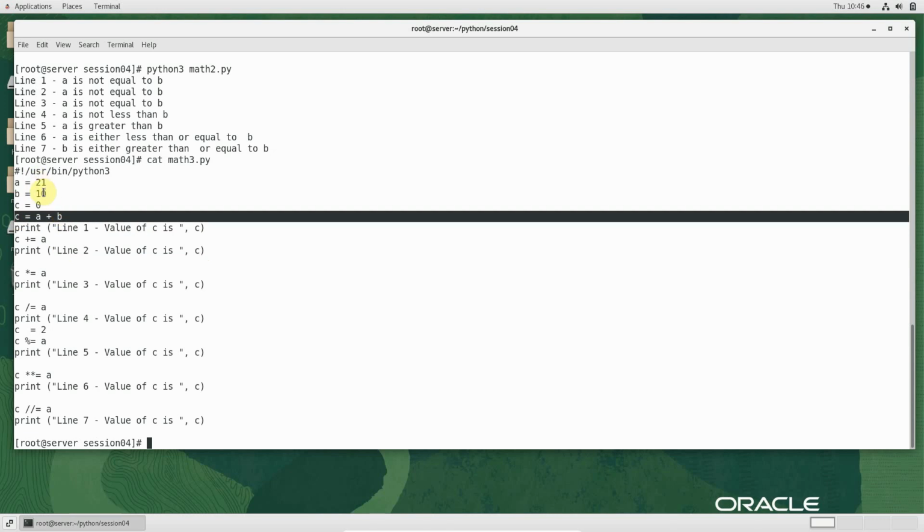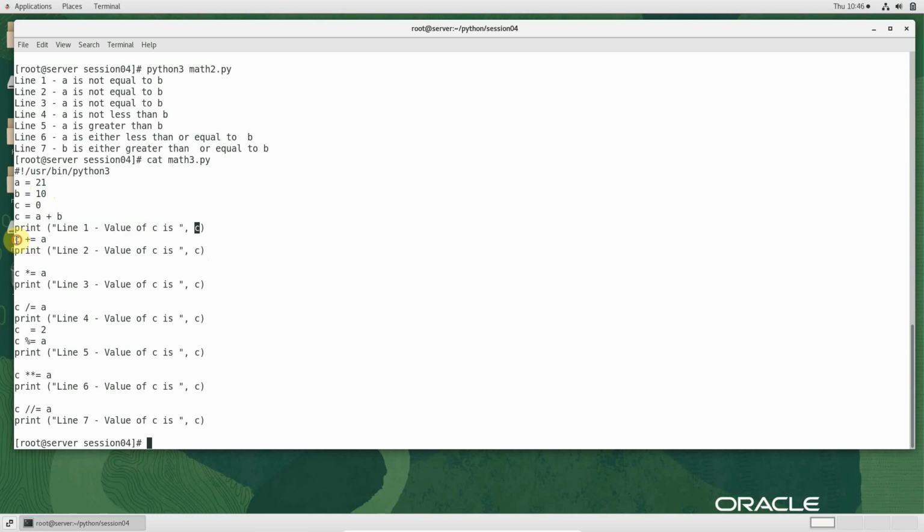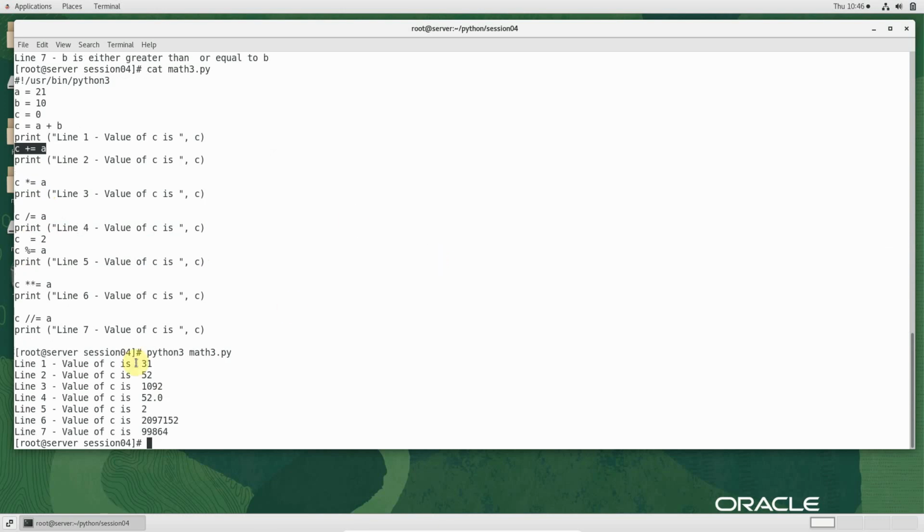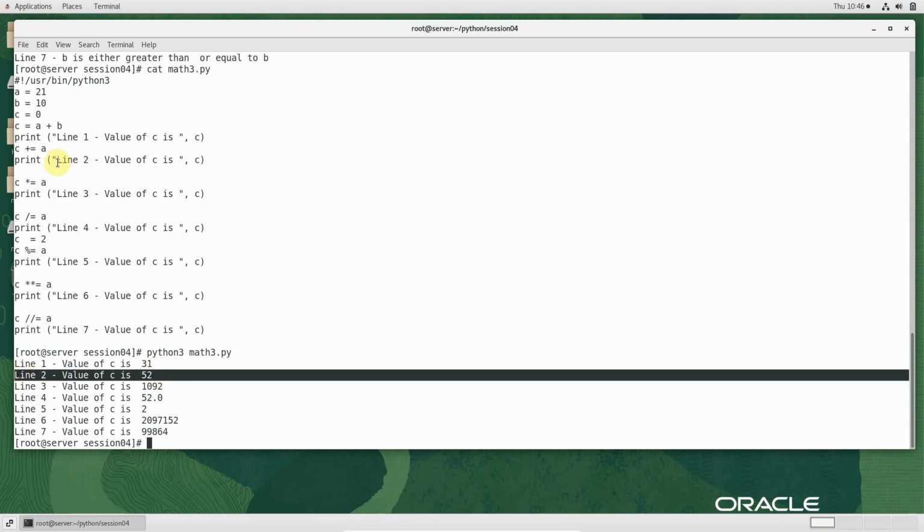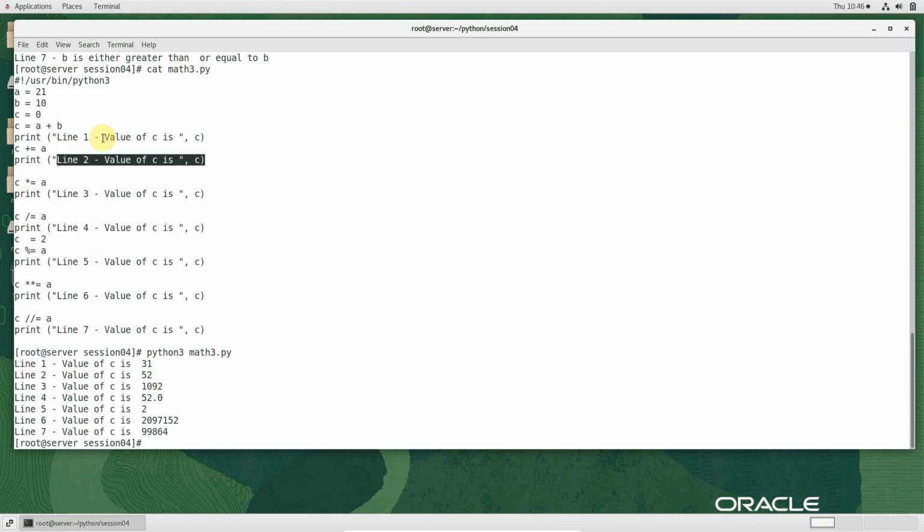And here the value of c by default is c equals a plus b, 21 plus 10, 31, and c equal to c plus a, that means 31 plus 21. So what you can expect is a slightly different answer here. You can see here, first is 31 plus 21, 52, and that's the way you get this 52 answer here.